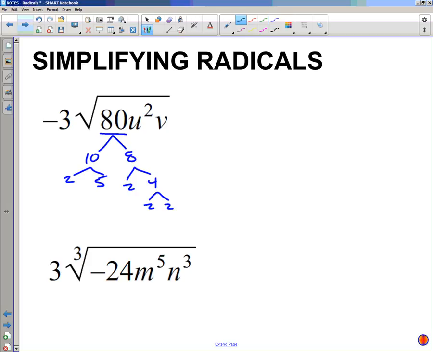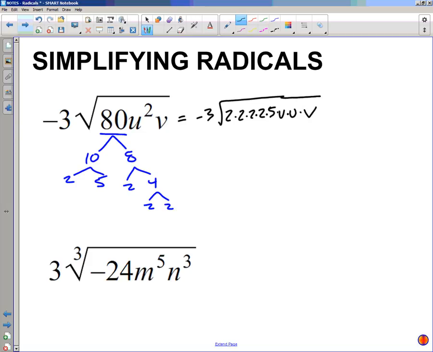So let me go ahead and rewrite this. I'm going to leave this negative 3 on the outside. We've got a square root. We've got 1, 2, 3, 4 2s, and a 5. And let's look at the variables. We've got u squared, which is u times u. And we've got a v in here. So altogether, that's what we got.